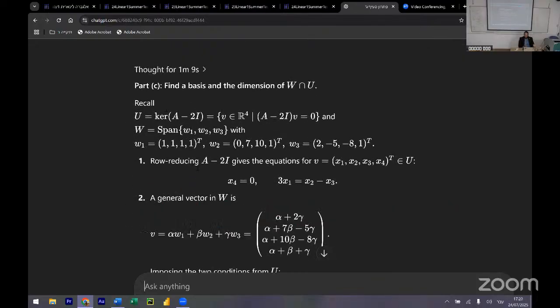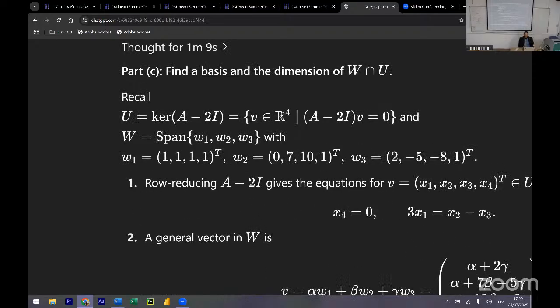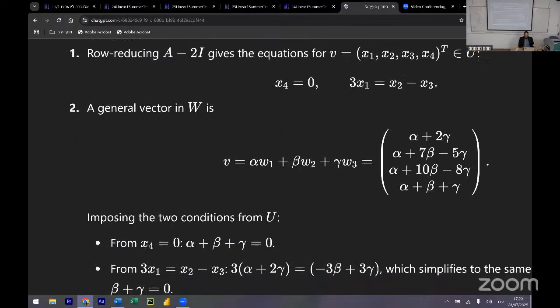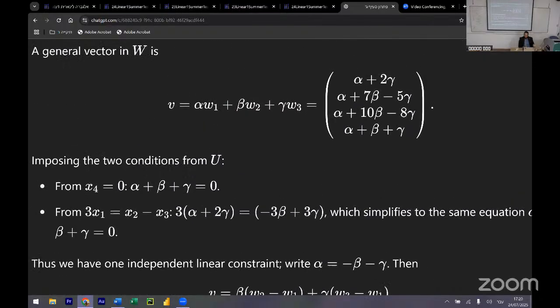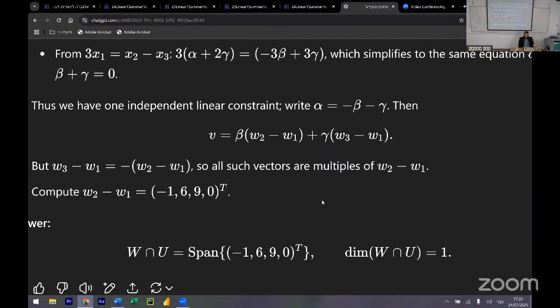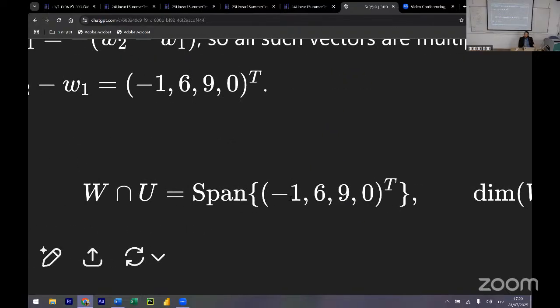Let's see how we did. So first of all, recall that U is the kernel of A minus 2I. Recall from where? When did you say that? But it's true. And these are the vectors. A general vector is this, imposing the condition. I'm trying to see if it's the same thing. I'm not sure if it's the same way we did it, to be honest. But in any case, he got to the same final answer.